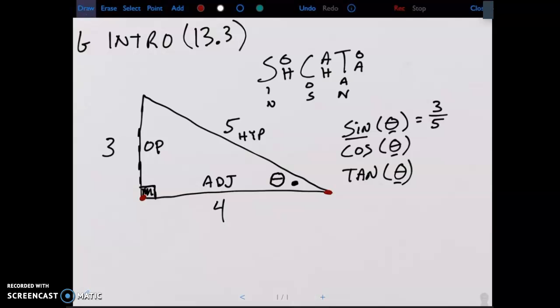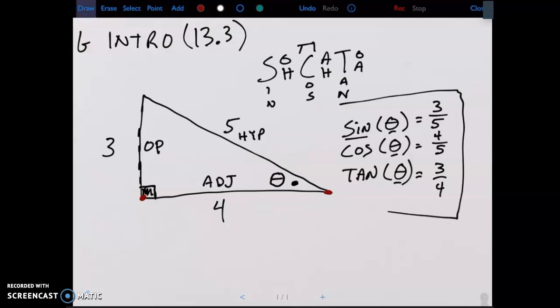The cosine of theta: cosine means opposite over adjacent, or sorry, adjacent over hypotenuse. So the adjacent side is 4, and the hypotenuse is 5. And then finally, tangent means do opposite over adjacent, so it would be 3 over 4. Make sense? So far, so good. Those are just writing the ratios.